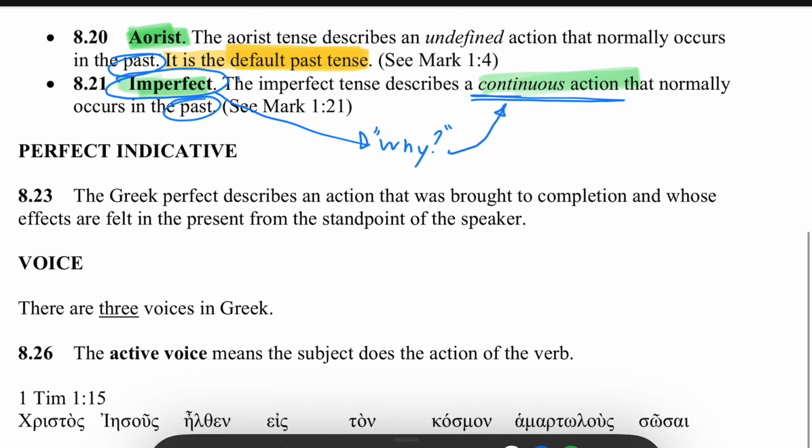All right, and the perfect indicative. The perfect indicative, Greek perfect, describes an action that was brought to completion. It was brought to completion, but the effects are felt in the present. Okay, the idea of it was brought to completion.